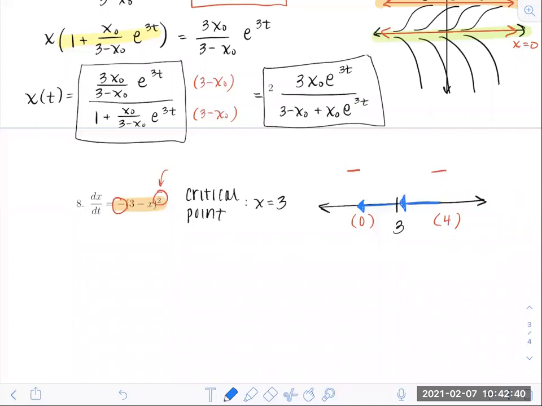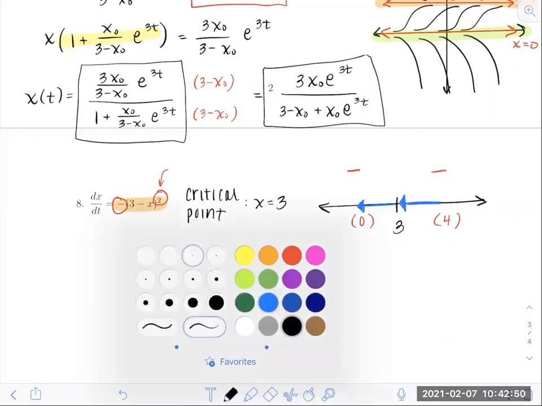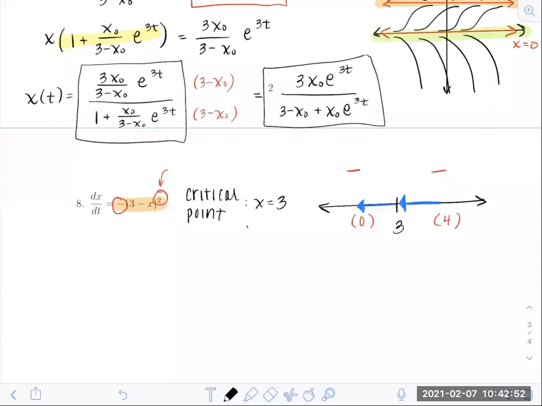All right, so there's my two arrows. And then based on those arrows, I can see that I'm diverging away from 3 from the left and converging toward 3 on the right. So that means we are unstable or semi-stable. All right, so there's our critical point with its associated stability.